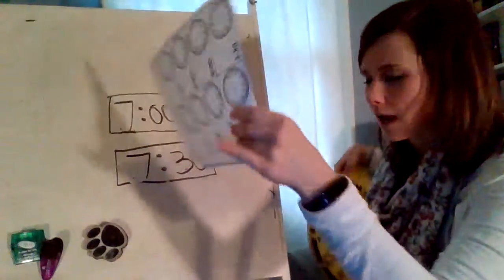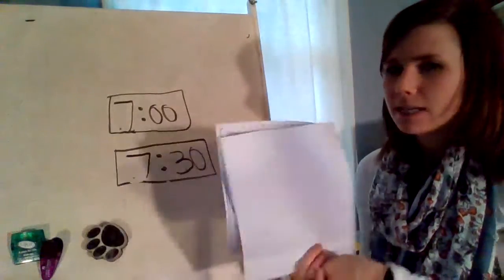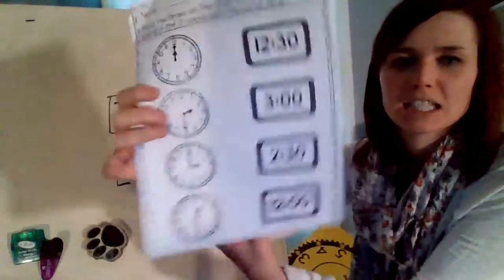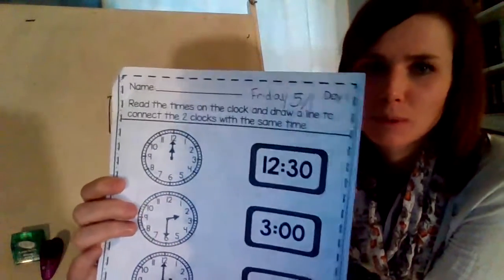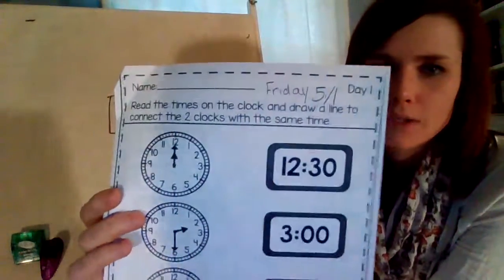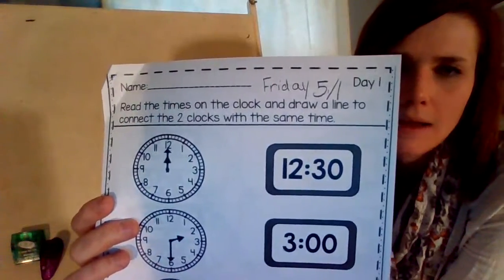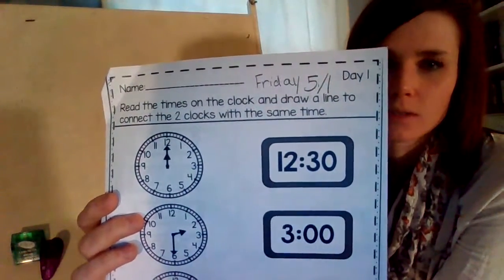Alrighty. Nice job today, boys and girls. All right. Please get out your packet. And it says Friday. I'm trying to do a shorter lesson so you can get outside and play because it's supposed to be super nice this weekend. All right. So get out your packet. It says Friday, May 1st.